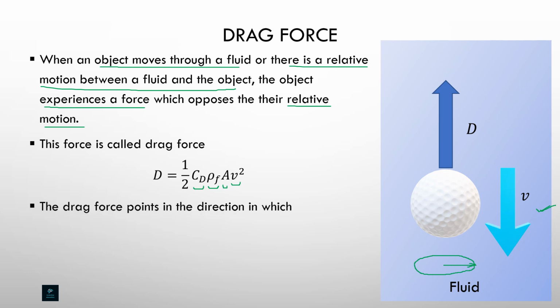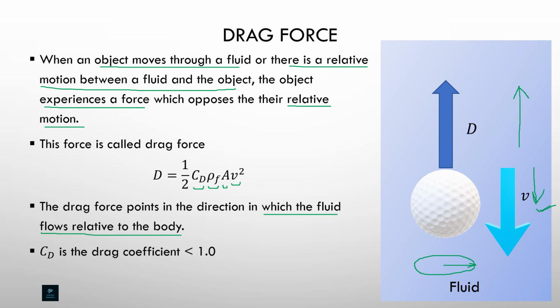The drag force always points in the direction in which the fluid flows relative to the body. So in this example, this is the direction of the motion of the object. Therefore, the fluid direction relative to the object is in this direction, and this is the direction of the drag force. The drag coefficient is always less than 1.